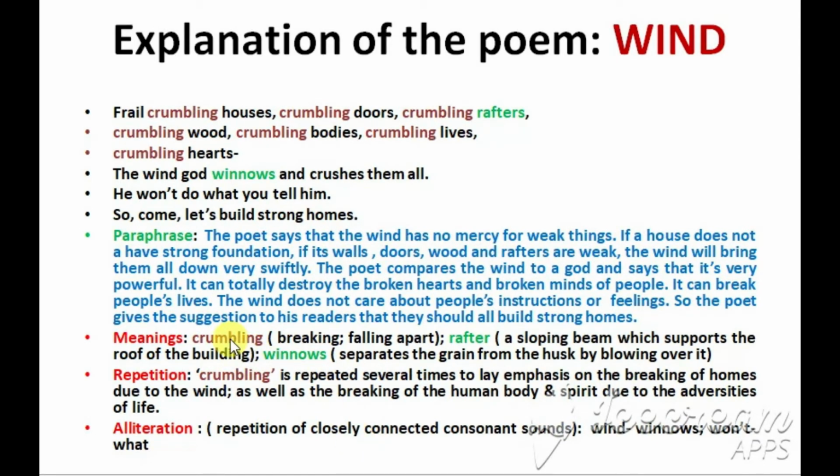Then let us look at the meaning of crumbling. What does crumbling mean? Crumbling means breaking or falling apart. And what is the meaning of the word rafters? Rafters means a sloping beam which supports the roof of the building. That is called rafters. And then winnows. Here we have the word winnows. It means to separate the grain from the husk by blowing over it. And that is what the wind does. So that is called winnowing. The sifting of the grain. That is called winnowing.